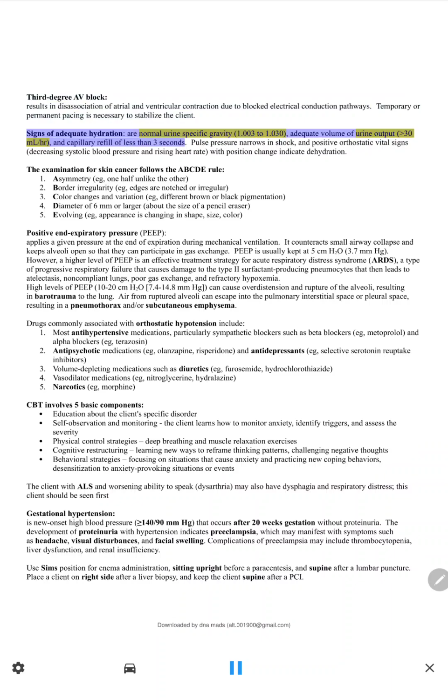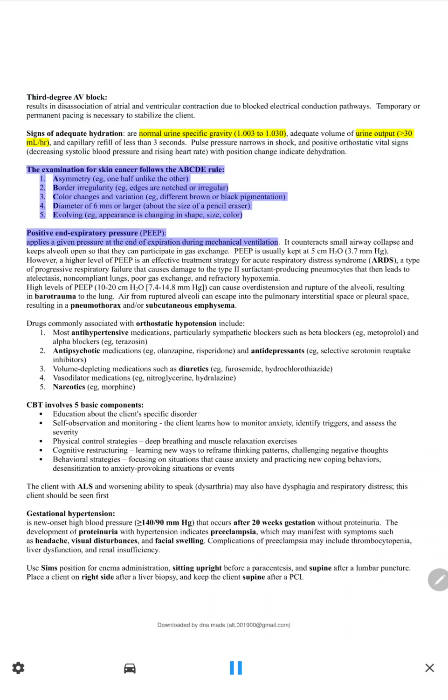Signs of adequate hydration are normal urine specific gravity, 1.003 to 1.030, adequate volume of urine output, greater than 30 mL per hour, and capillary refill of less than 3 seconds. Pulse pressure narrows in shock, and positive orthostatic vital signs, decreasing systolic blood pressure and rising heart rate with position change, indicate dehydration.